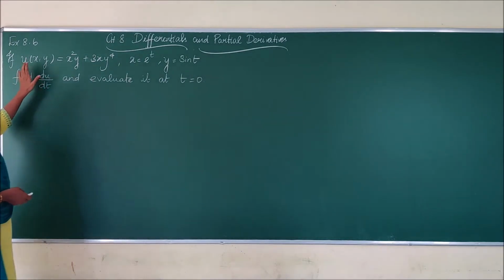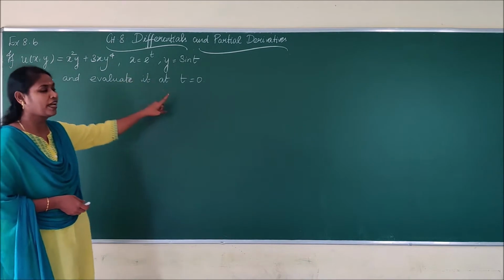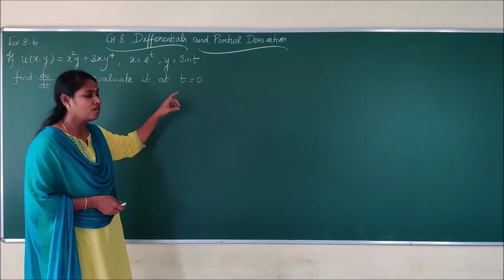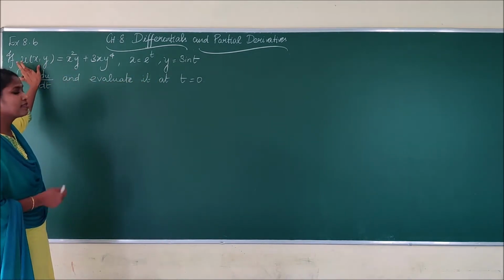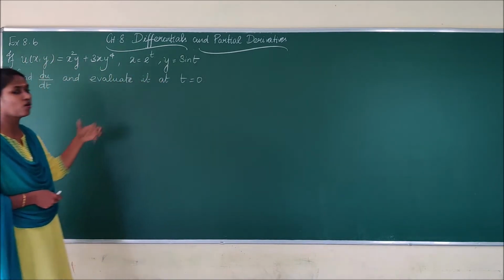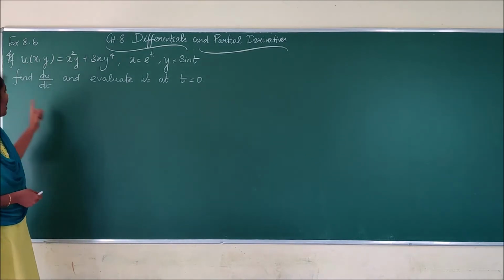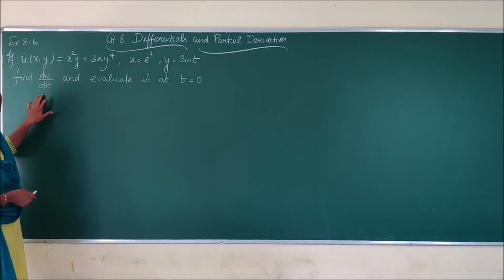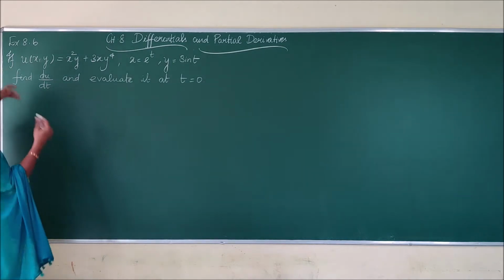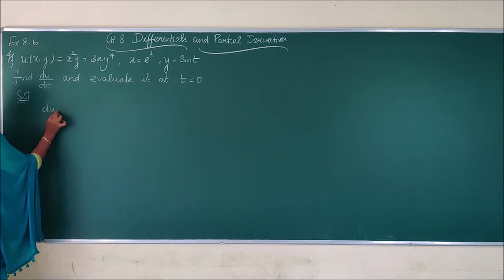Here u is a function in x and y, whereas x and y are functions in t. So u depends upon two variables, and x and y depend on a single variable. So we are going to differentiate this u with respect to a single variable t, and that's why they have given you a question: find du by dt. Now we are going to generate the formula here. We are going to find the value of du by dt.